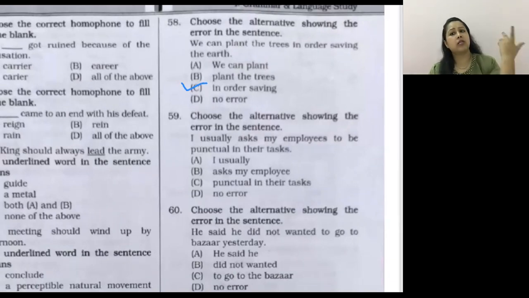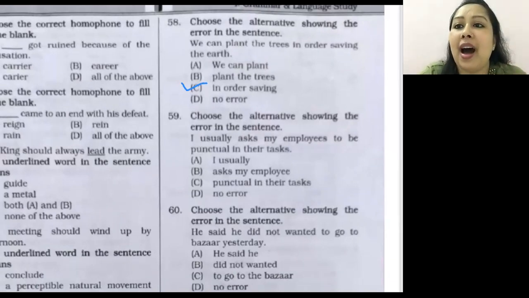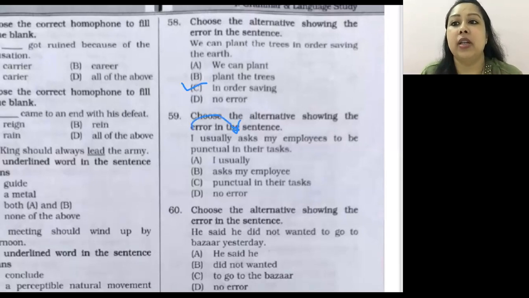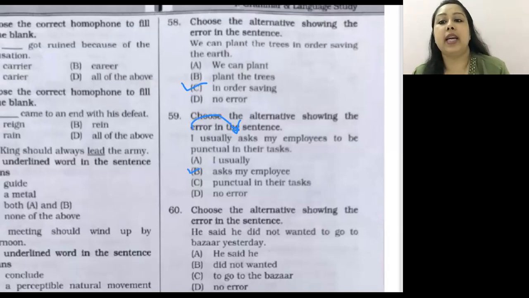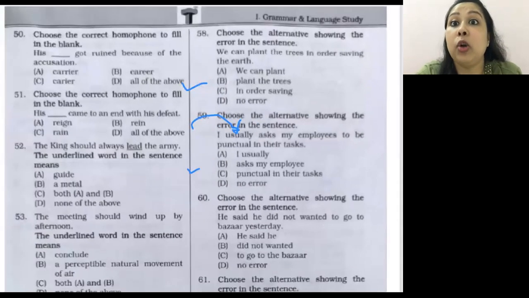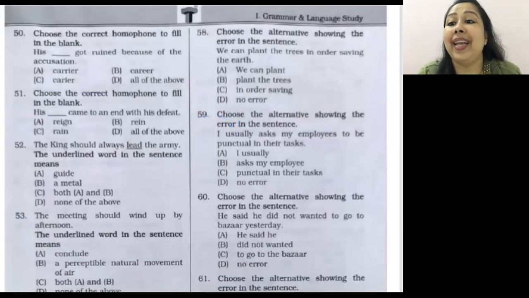Okay, I usually ask my employees. Usually asks, no, you have a singular person, so a singular verb. Asks my employees is incorrect. Sorry, students. Back again. 60th. He said he did not wanted it to. Now this is important, and this is what you all do even in your exam. With did, you use the word with ed, specifically no sooner than, not only but also. So remember, did not wanted is incorrect. So B is my option. Correct option.